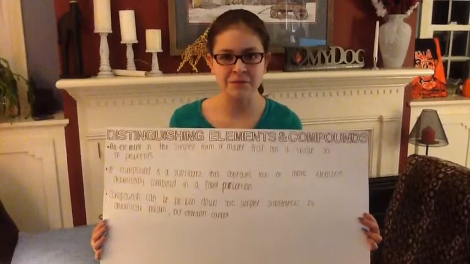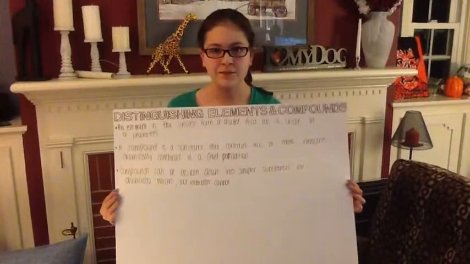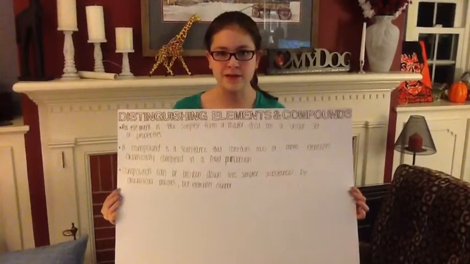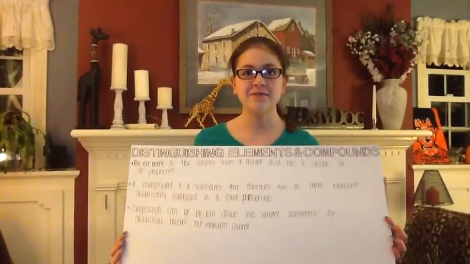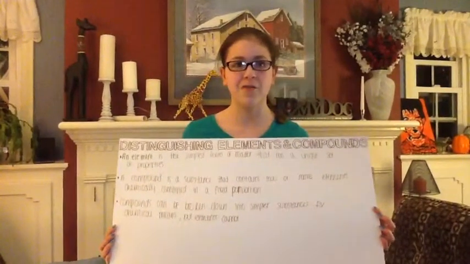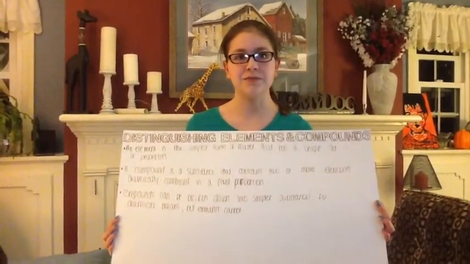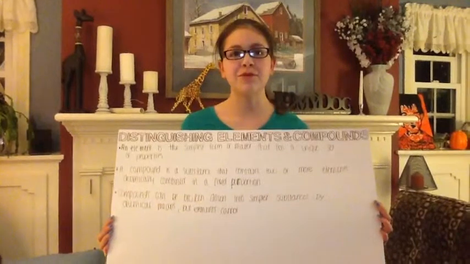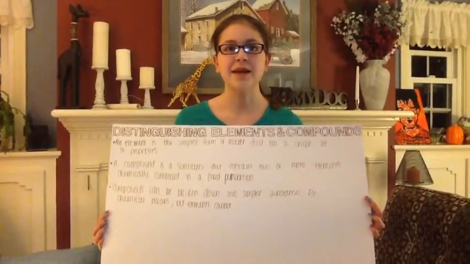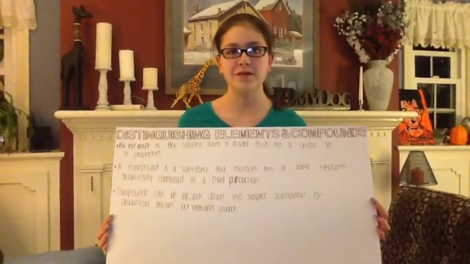Distinguishing elements and compounds. An element is the simplest form of matter that has a unique set of properties. A compound is a substance that contains two or more elements chemically combined in a fixed proportion. Compounds can be broken down into simpler substances by chemical means, but elements cannot.